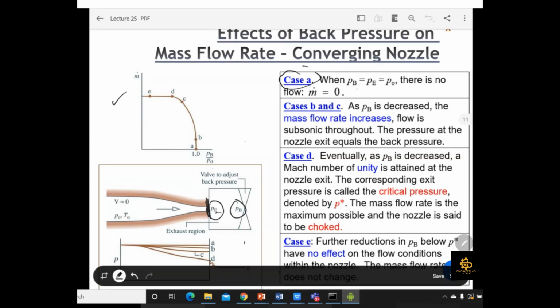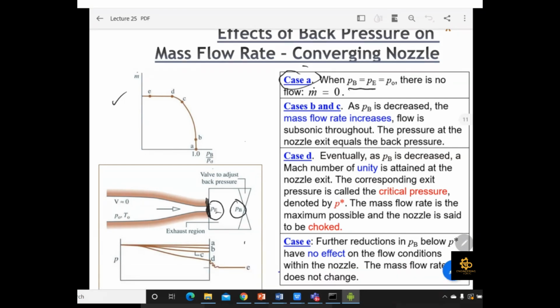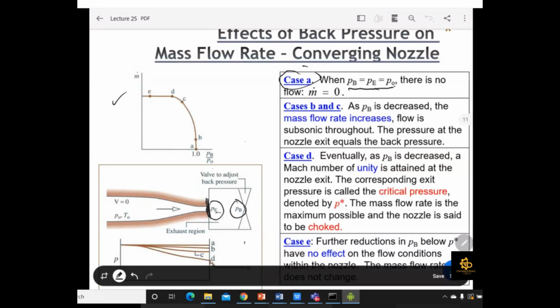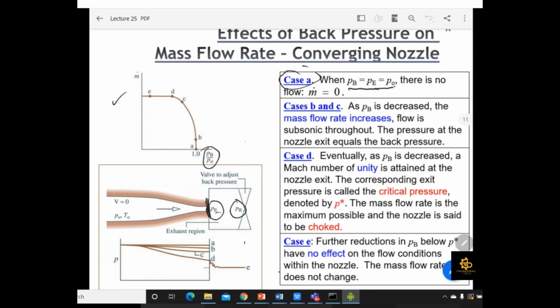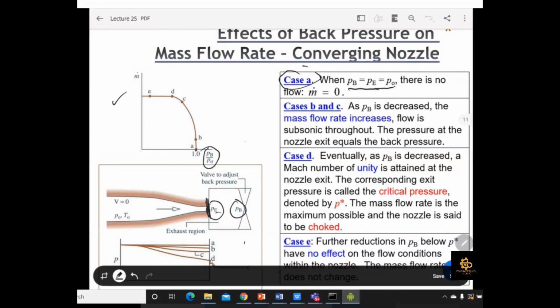In case one, PB is equal to P exit is equal to P naught. You can easily judge that because there is no pressure difference, your flow is zero. If PB is equal to P naught, this term becomes 1. This is your point A, and the mass flow rate is also 0, as you can see from here. So this is your case A.